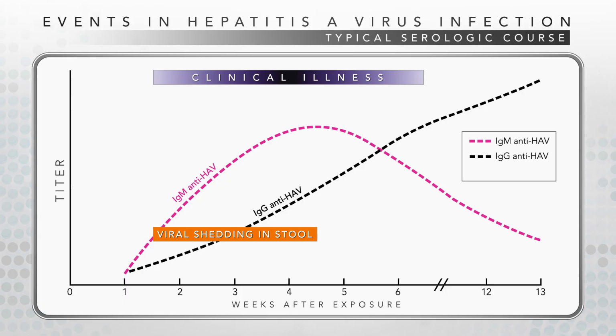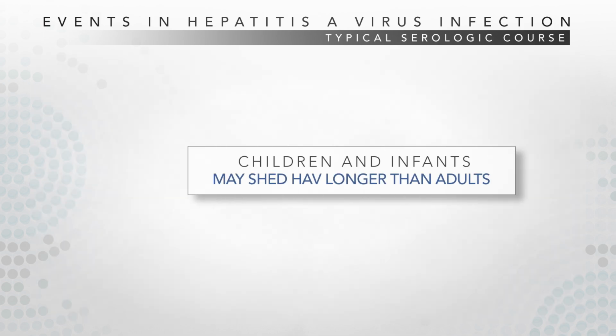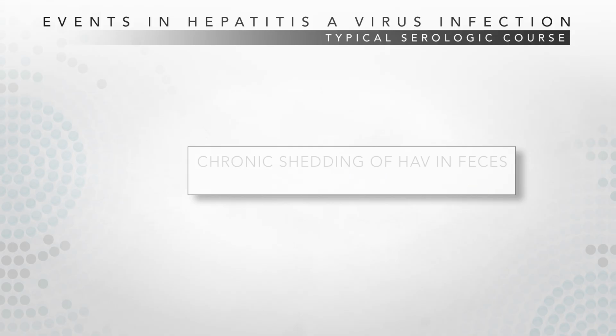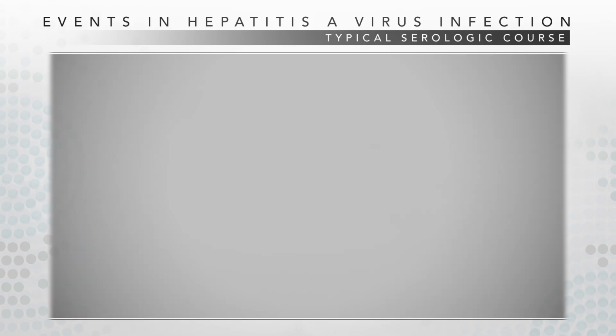Virus concentration in stool declines rapidly after jaundice appears in adults, although shedding may be prolonged in infected infants and children, even up to several months after the onset of clinical illness. Chronic shedding of HAV in stool does not occur. However, shedding can occur in persons who have relapsing illness.